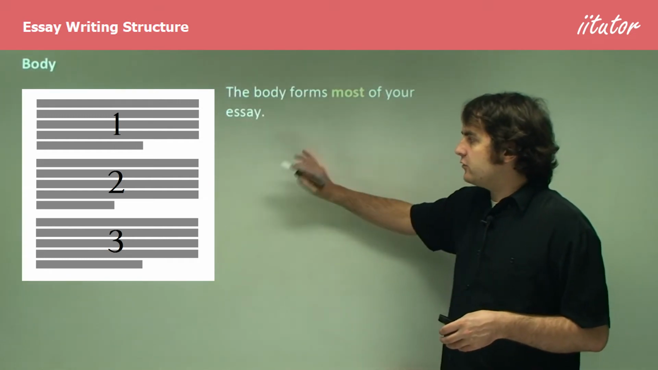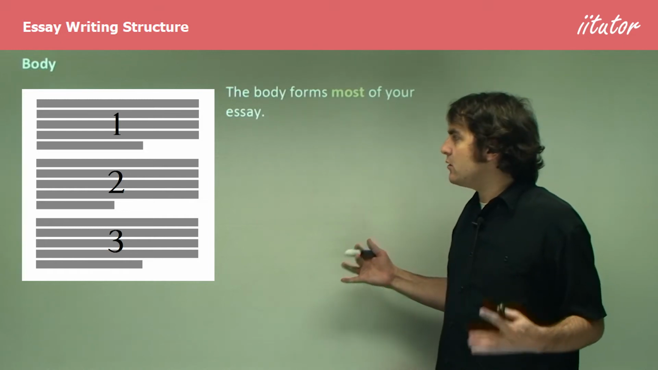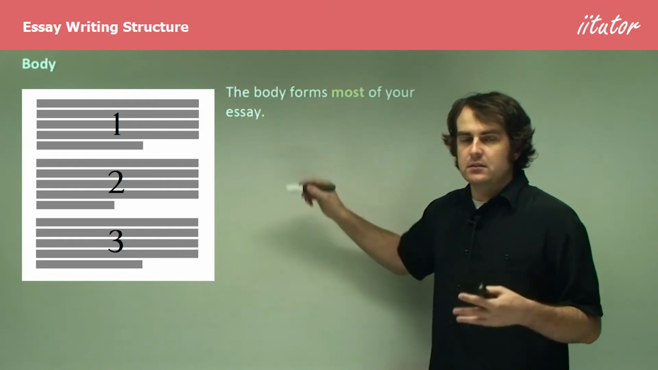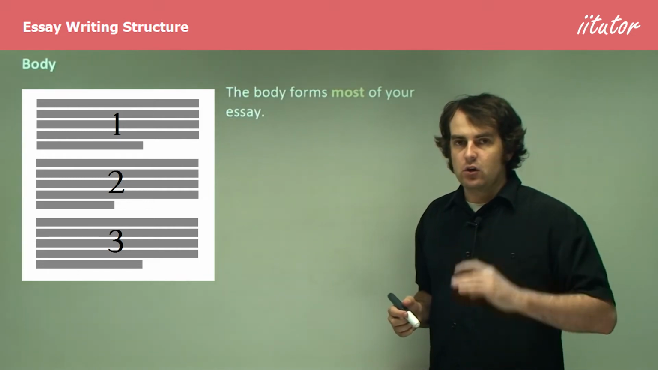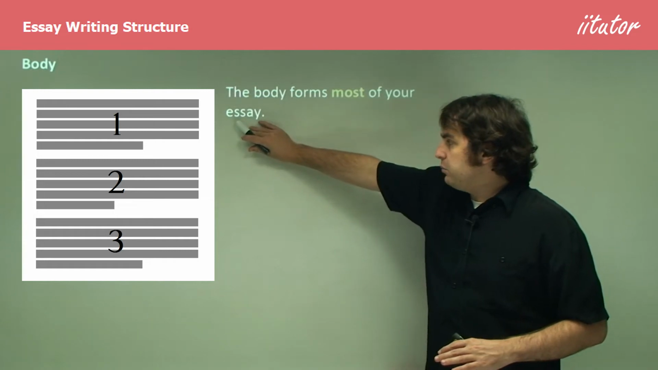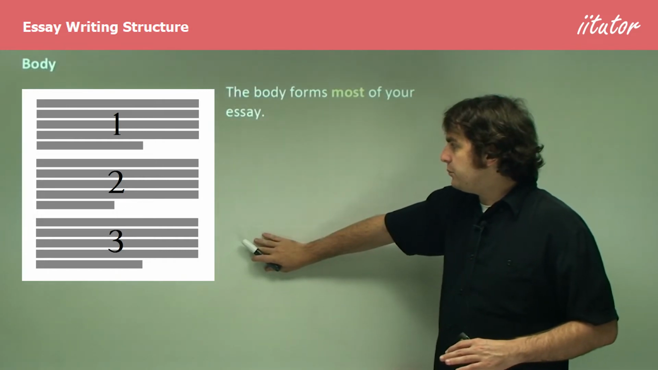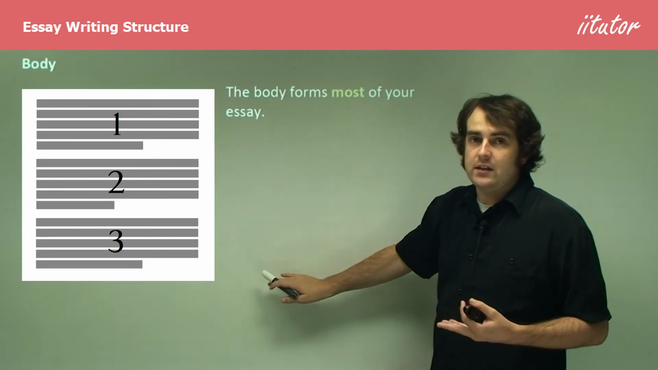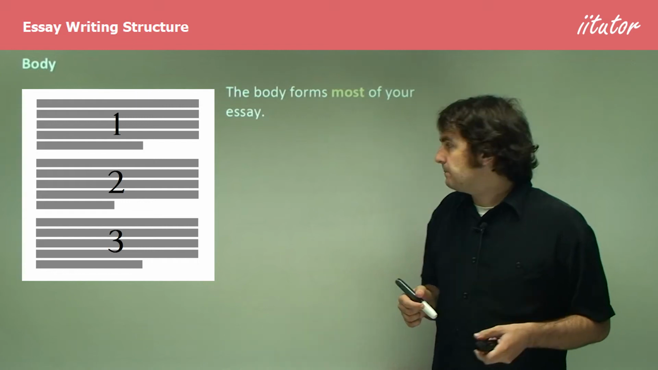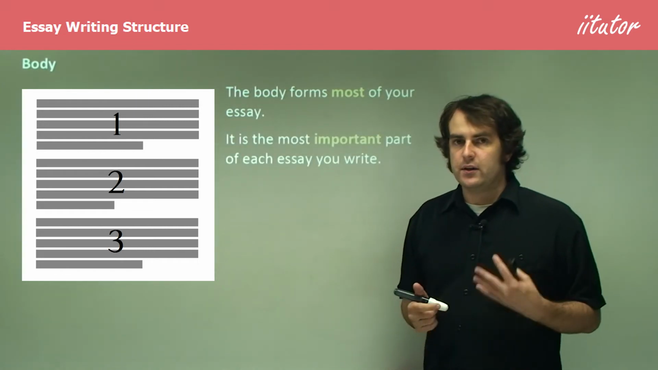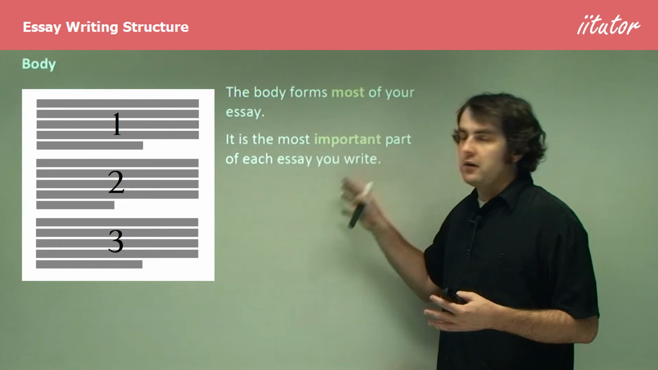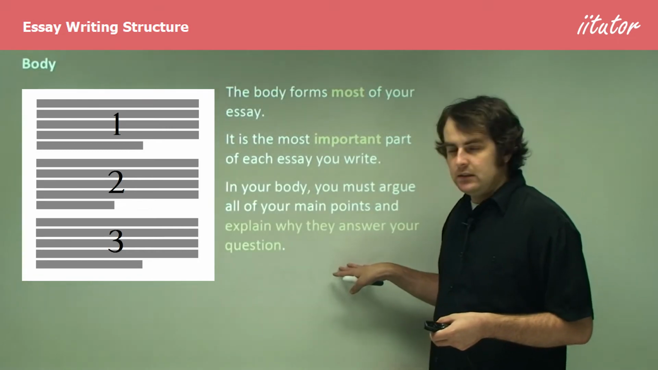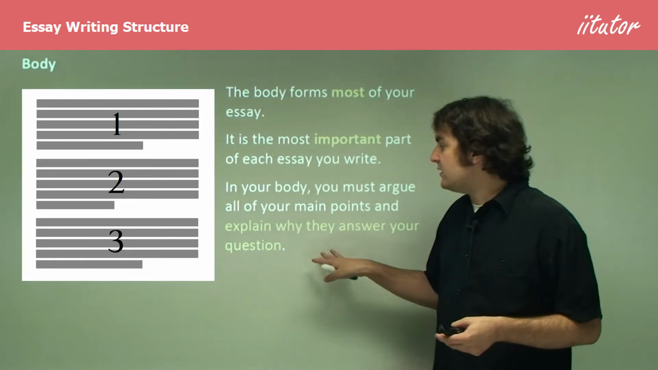So you've got 1 paragraph, 2 paragraphs, 3 paragraphs, or however many you have. We're going to number them in this case, and the reason why we're going to number them is because it makes it much easier to know what each of your points are. So this will be my first point, this will be my second point, and this will be my third point. They shouldn't all just carry on together. So if you've got 3 paragraphs that all say the same thing, you need to probably change something. It is the most important part of each essay you write. And you need to really focus a lot of your attention here. In your body, you must argue all of your points and explain why they answer your question. This is the whole point of it.